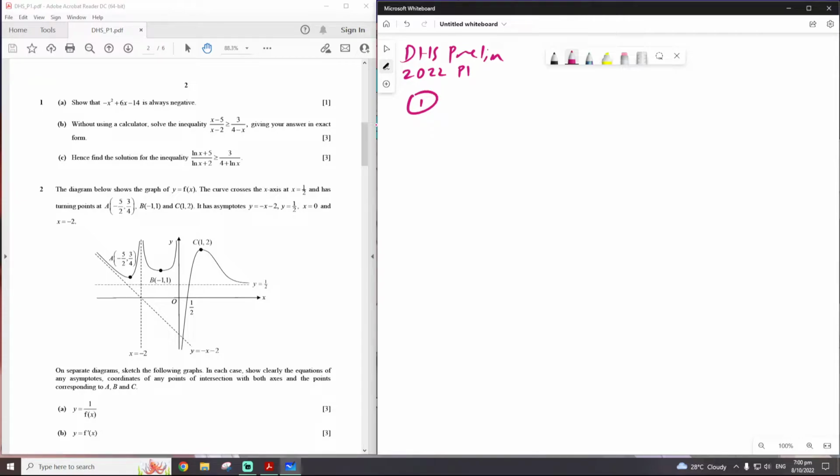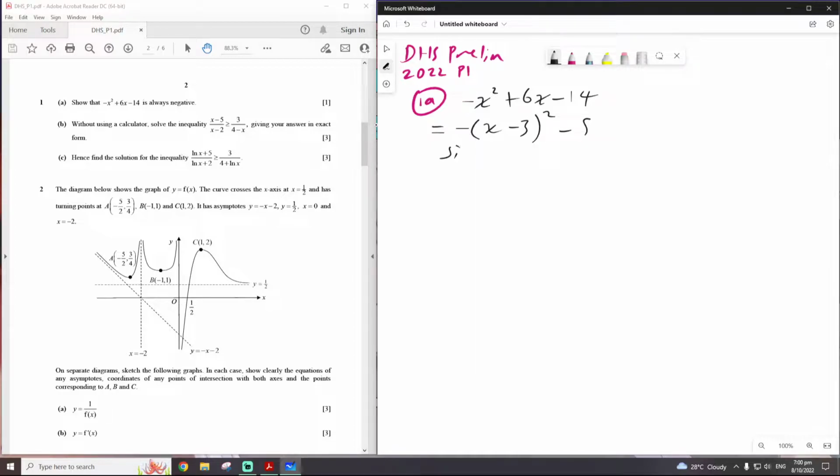So part 1a. Show that negative x squared plus 6x minus 14 is always negative. Well, this is just completing the square, right? So I can actually complete the square. This will be minus (x minus 3) squared, which is negative x squared plus 6x minus 9. So you subtract another 5 to get the completed square form.